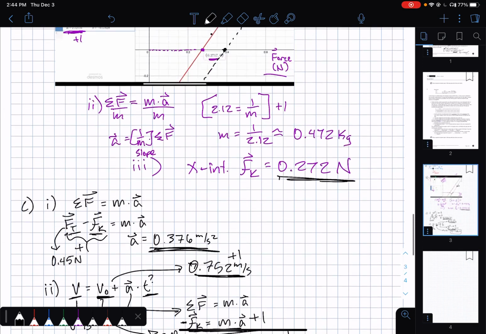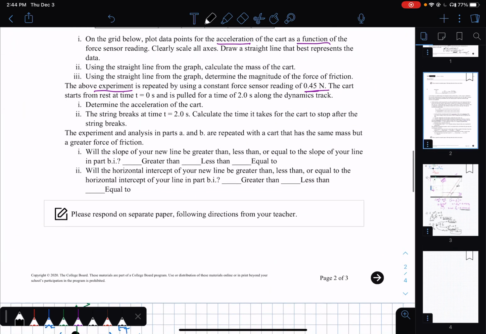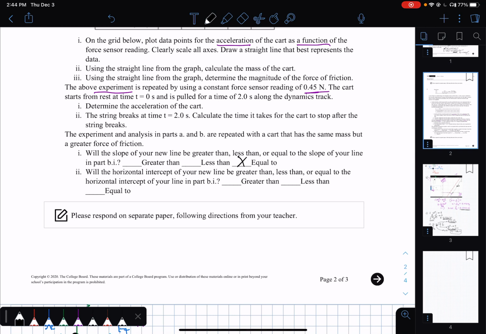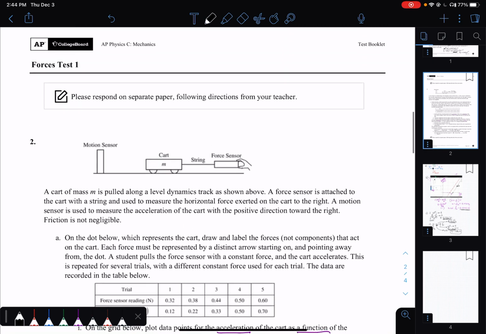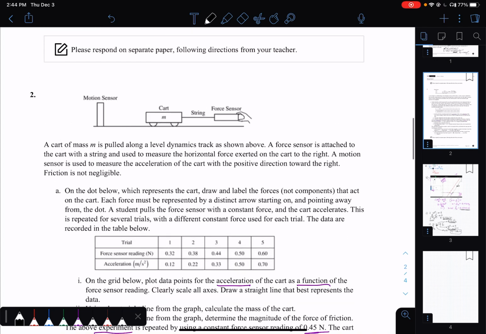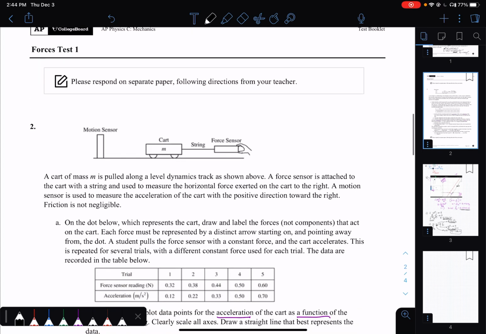So for this last part, it is equal to, and then will the horizontal intercept of the new line be greater than? So that's where that change comes in, and that's where that greater than comes in. So that's a walkthrough of the second question of the first version of our forces test.